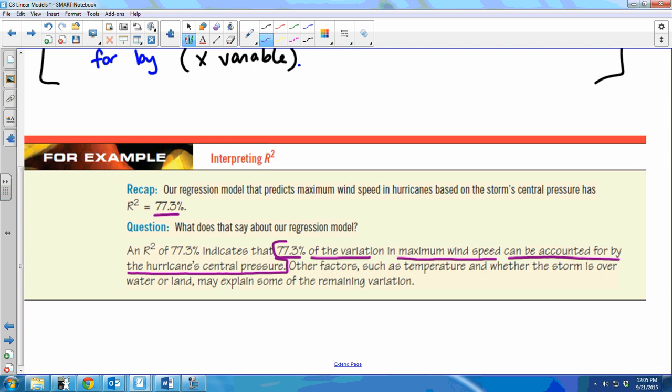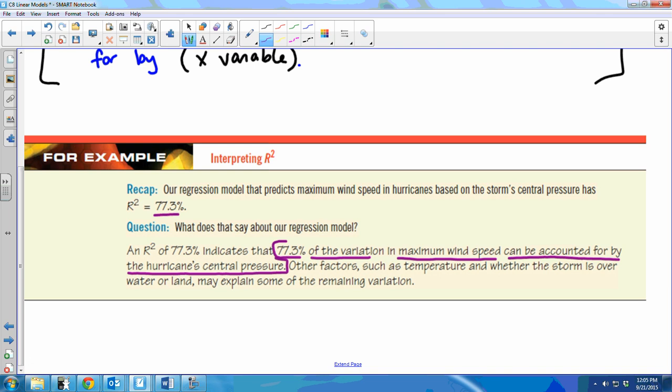There's still a certain percentage that's left over that has to be accounted for by something else. So here they say other factors such as temperature and whether the storm is over water or land may explain some of the remaining variation. You're never going to have to go into that much detail and explain where the other variation comes from. But you have to realize that there's other variation still not being accounted for. That's where we talk about lurking variables and stuff. That goes back into why we can't say that something causes something else. All right? So all of the stuff we've been talking about is related.